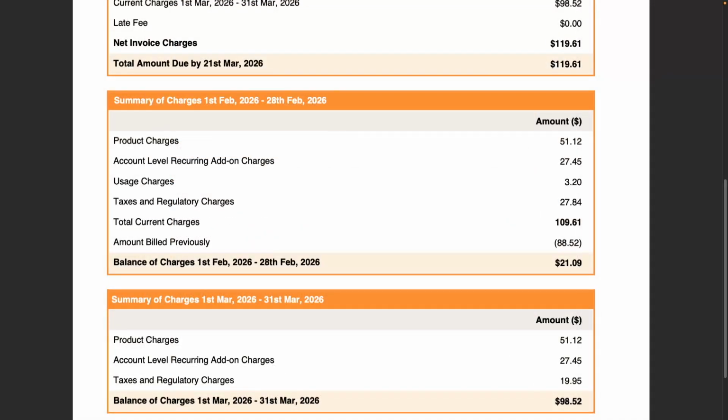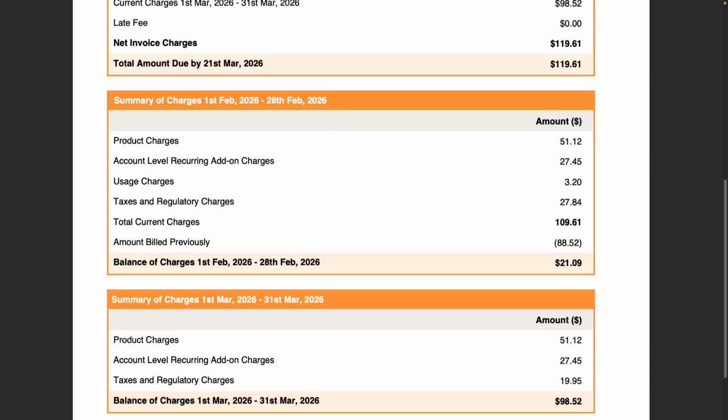Now let's look at the first section. Summary of charges, February 1st through the 28th. For February, the invoice shows product charges 51.12, account level recurring add-on charges 27.45, usage charges 3.20, taxes and regulatory charges 27.84, and total current charges, that's 109.61. Now, the key line here is amount billed previously, which is 88.52.